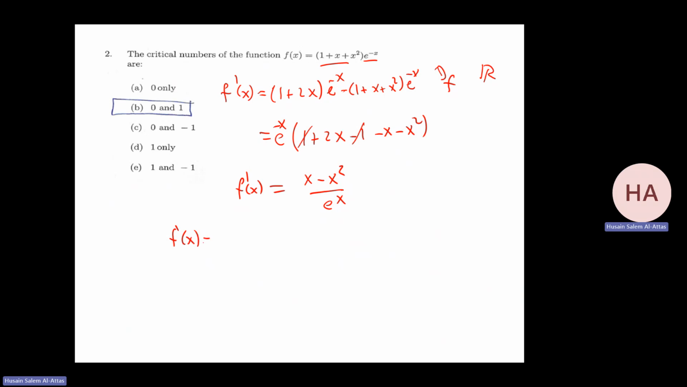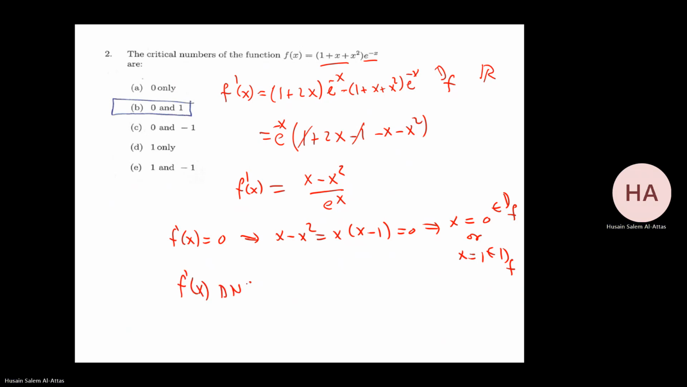So if f prime equals 0, that implies I have x minus x squared, which is x times x minus 1, equals 0. So I have x equals 0 or x equals 1. Does this belong to the domain of f? Yes. And this? Yes. The domain of f is all real numbers. Does f prime not exist? e to the power x equals 0 is impossible, since e to the power x is always positive. So what are the critical numbers? 0 and 1. That would be the answer.